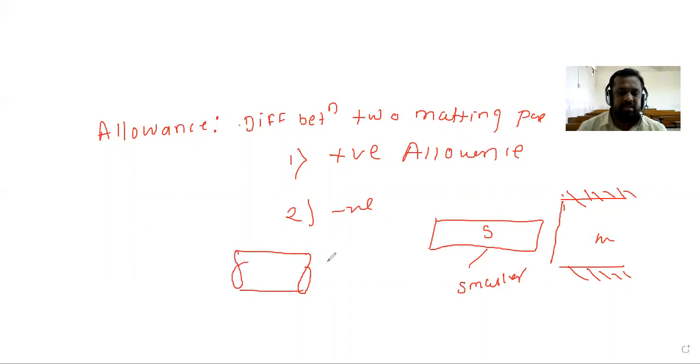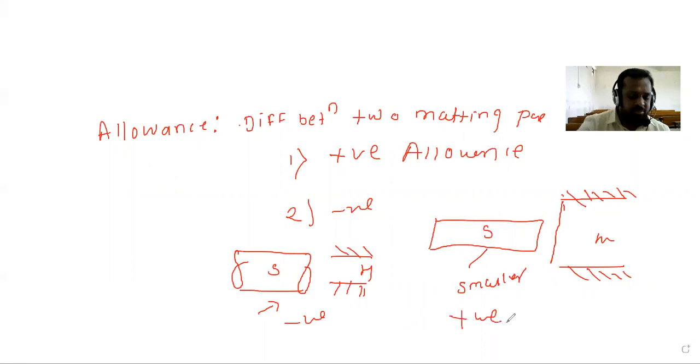If the shaft size is larger and the hole size is smaller, like this, then this is the hole and this is the shaft. If such an arrangement is there, it is called negative allowance. Here it is positive allowance. You also have to remember that point.